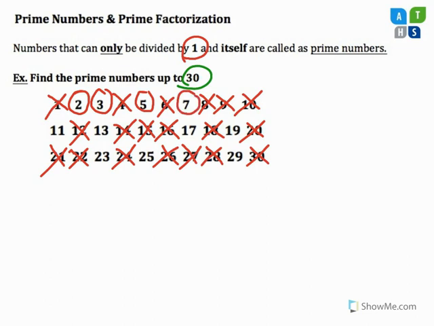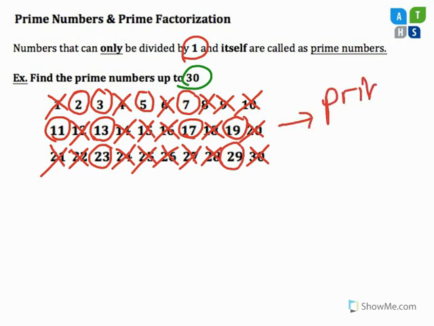Now let's check these out. The multiples of 5 are 10, 15, 20, 25 and 30. It goes on like that. Multiples of 7 are 14, 21, 28, all marked up. Then we have 11. Multiples of 11 are 22, 33 and so on. 13, you see 17, 19, 23, 29. These are all prime numbers.